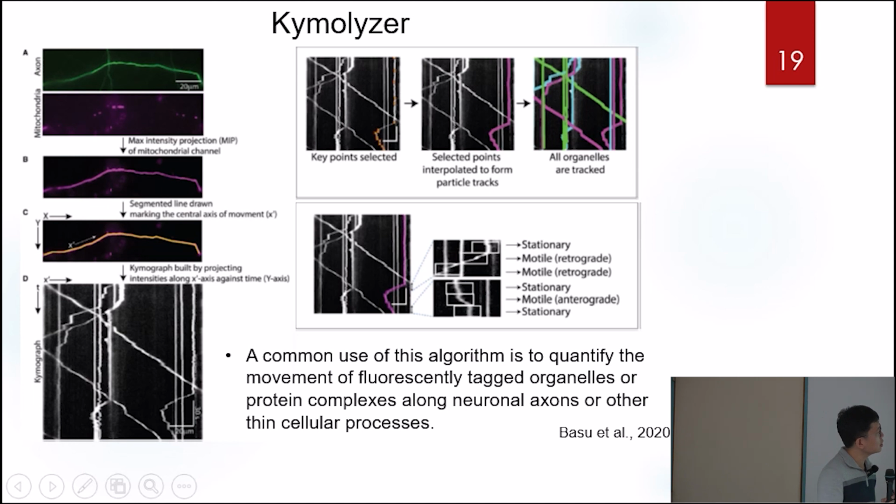So as you can see here, the vertical line shows the stationary mitochondria, and the motile, the line like this, is a retrograde movement. And the line like this is anterograde movement. So you can calculate this by chemolyzer and then know the movement parameters.